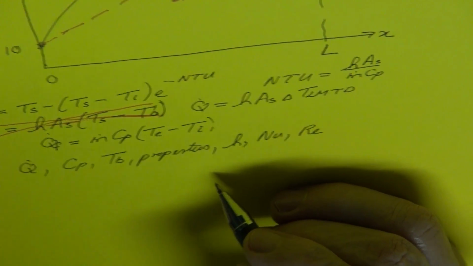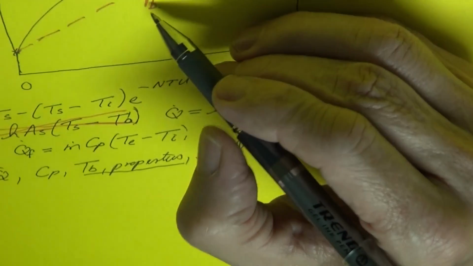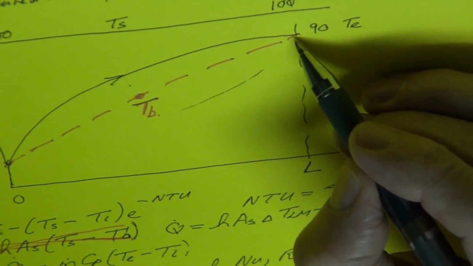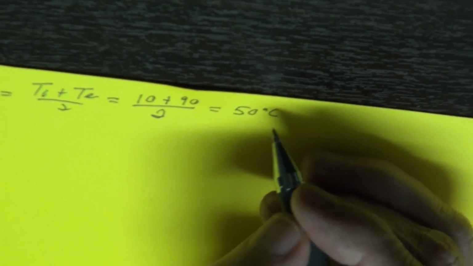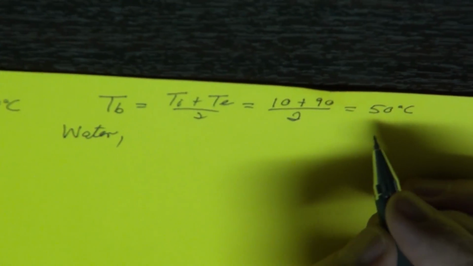Right, now let's look at the calculation of the bulk temperature and the properties. Here I've shown how we calculate the bulk temperature. It is the average between the inlet temperature and the outlet temperature. So T bulk is equal to the inlet temperature plus the outlet temperature divided by 2. The inlet temperature is 10, the outlet temperature is 90, divided by 2, so it's 100 divided by 2, that is equal to 50 degrees Celsius.